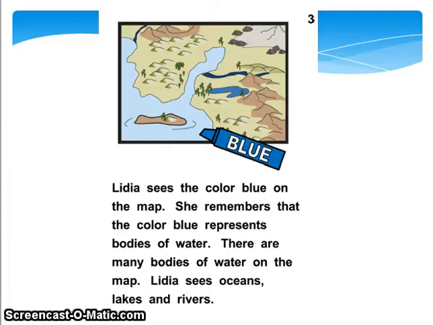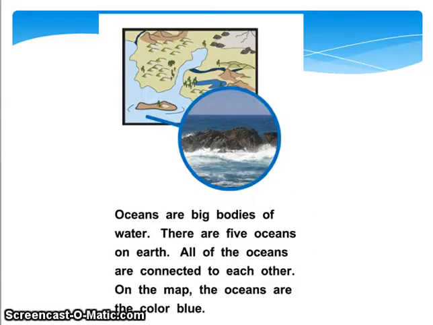Lydia sees the color blue on the map. She remembers that color blue represents bodies of water. There are many bodies of water on the map. Lydia sees oceans, lakes, and rivers. Oceans, lakes, and rivers are landforms. Oceans are the big bodies of water. There are 5 oceans on Earth. All the oceans are connected to each other. On the map, the oceans are colored blue.